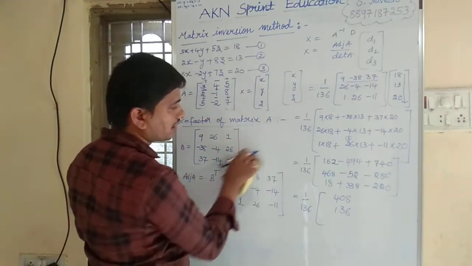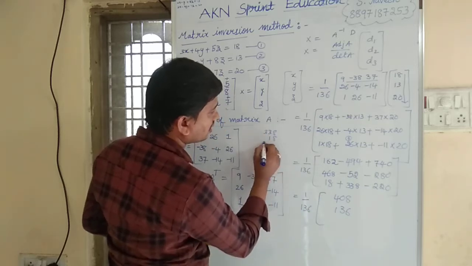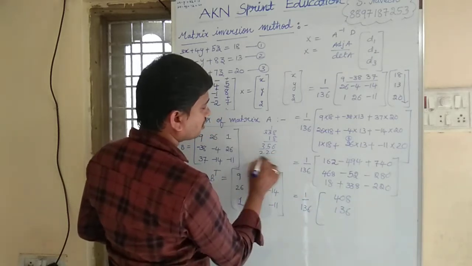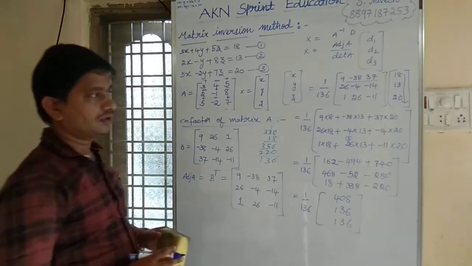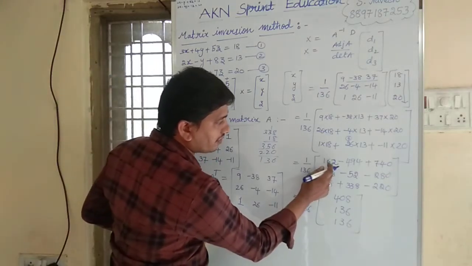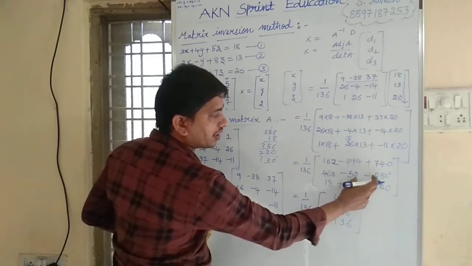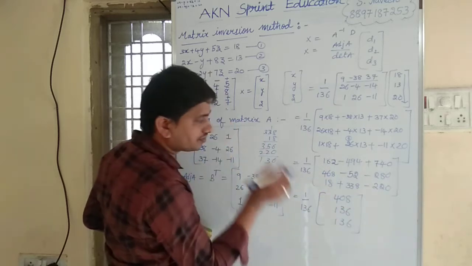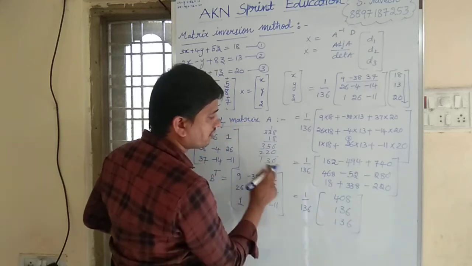Now let us see the third one. First let us add these two values, 338 plus 18 is 356, minus 220, which is also 136, children. Now see children, first we added 162 and 740, from that we subtracted 494, we got 408. Then we added 280 and 52, that answer we subtracted from 468, we got 136. Then we added 338 and 18, that we got 356, minus 220, we got 136.